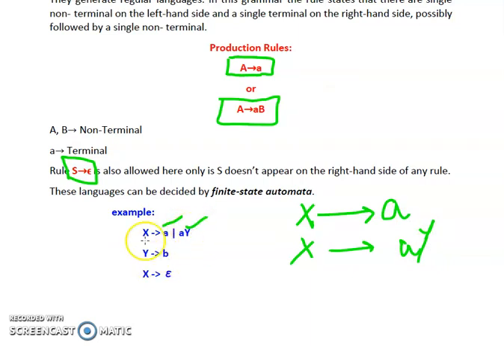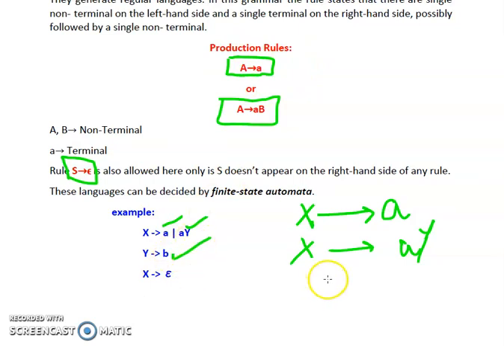Now let's see the third rule. In the third rule, capital Y tends to small b. That means a single terminal is on the right hand side. So it is satisfying the first production rule. So it is according to our type 3 grammar.